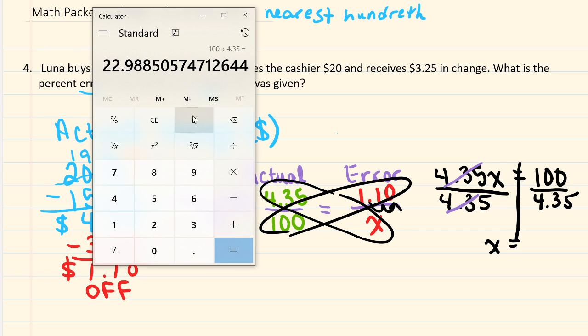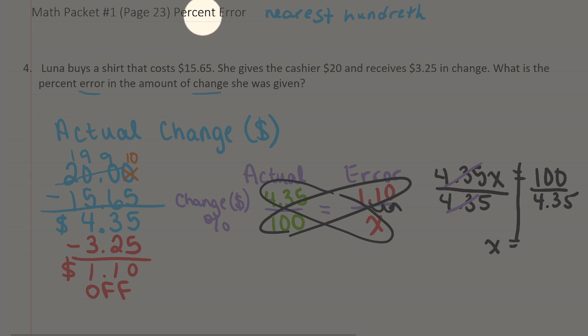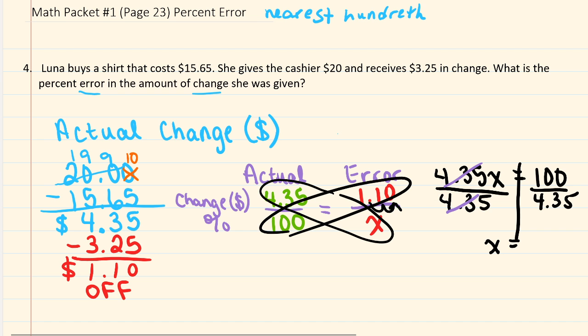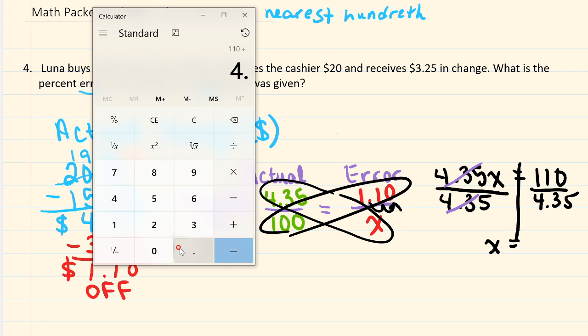Did I type that in right? No. It was supposed to be 110. Oh, okay. Let me go back and fix that. Scoot the decimal place over twice right here. It was supposed to be 110. I wrote 100. Let me fix that real quick. And we have to change it in the calculator. 110 divided by 4.35.